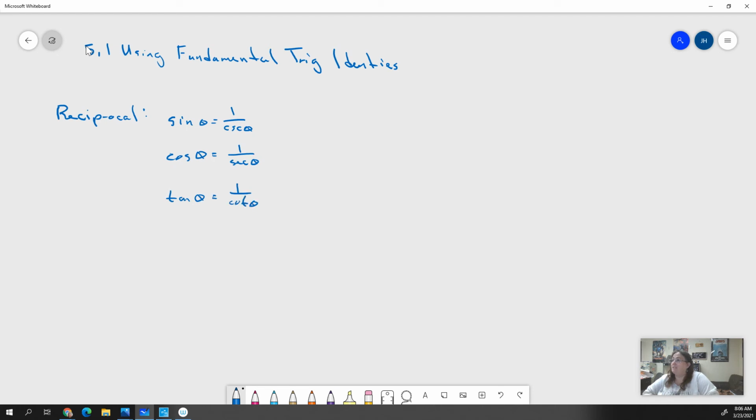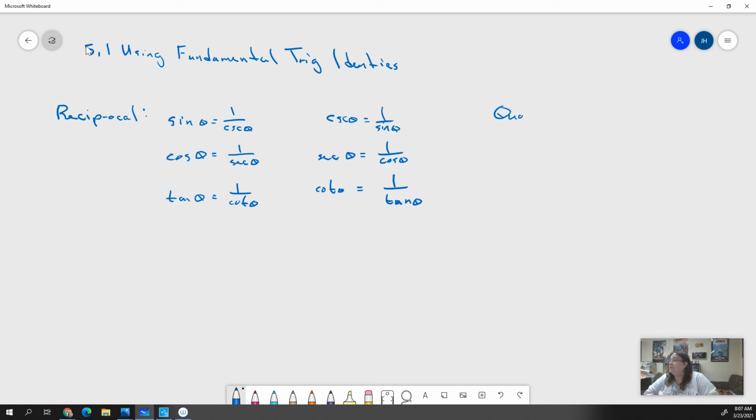And then you've got their opposites, right? Where you've got cosecant of theta equals 1 over sine theta. Secant theta equals 1 over cosine theta. I'm writing them all out because you're going to need them here in a minute. Cotangent of theta equals 1 over tangent of theta, right? And you've seen those.